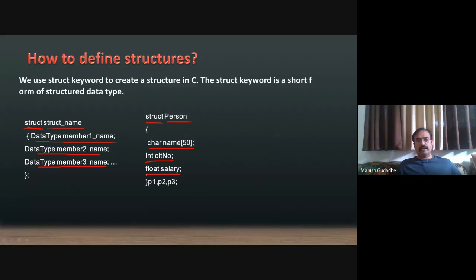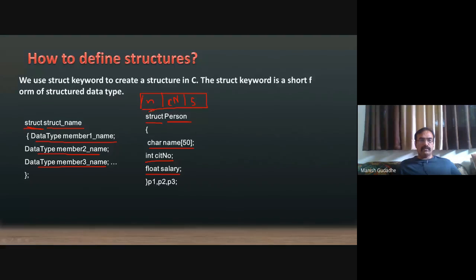Okay, so what is this doing? This is declaring a container, a data type called person, which will have name in it of size 50, citizen number, which is an integer, and salary, which will be a float.